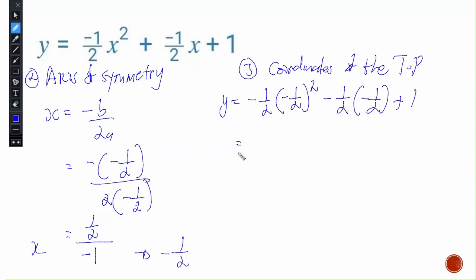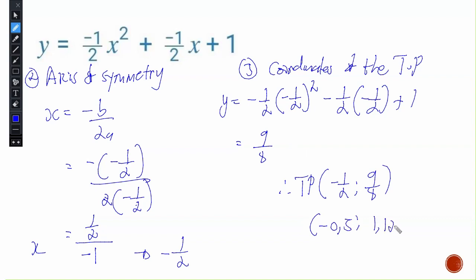Then there we go. When you punch that into your calculator, you get 9 over 8, positive 9 over 8. And then that means your turning point is (-1/2; 9/8), right? If you want to write in decimal form, that's (-0.5; 1.125), right? So that you can be able to locate it when you want to draw or sketch.